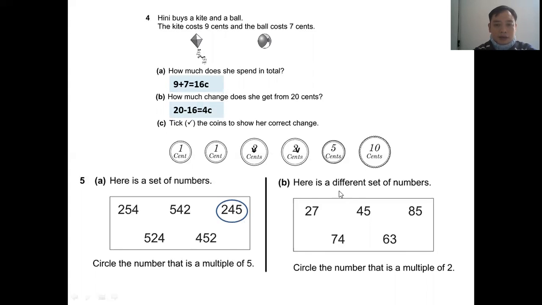B. Here is a different set of numbers. 27, 45, 85, 74, 63. Circle the number that is a multiple of 2. Now, a multiple of 2 has to be divisible by 2. So it has to end in 0 or 2 or 4 or 6 or 8. So in this case, only 74 is a multiple of 2.